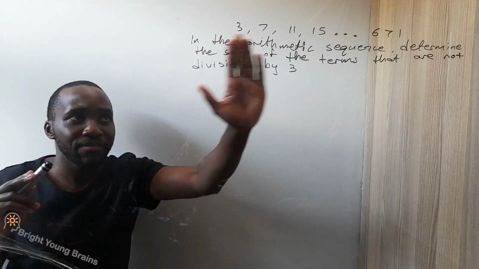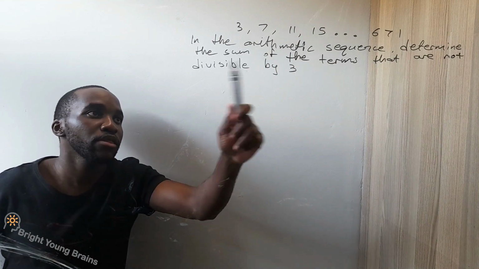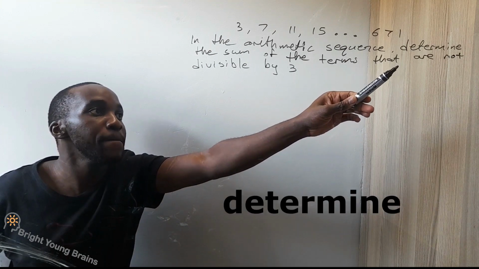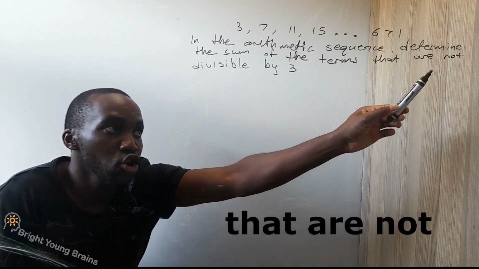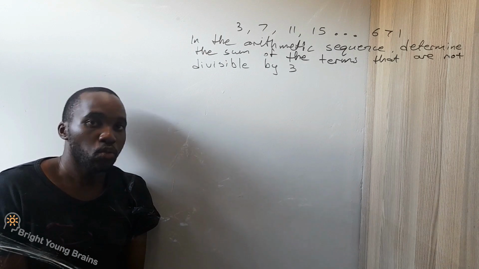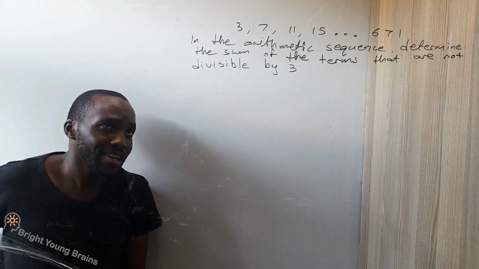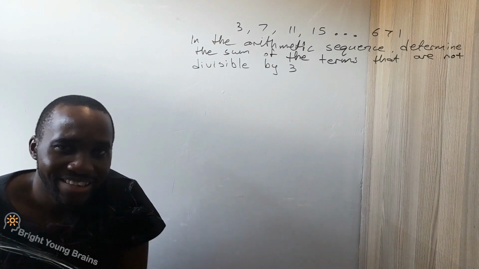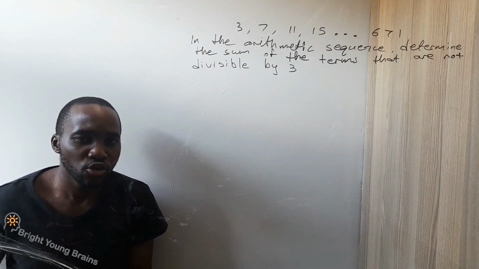However, here we are. They've given us a sequence. Now with this sequence, they said in the arithmetic sequence, so we know it's arithmetic, determine the sum of the terms that are not divisible by 3. What? Okay, that's interesting. So with a question like this one, they want you to add up all the terms that are not divisible by 3. Now questions like these are somewhat common and they have a format or a method that you need to follow.